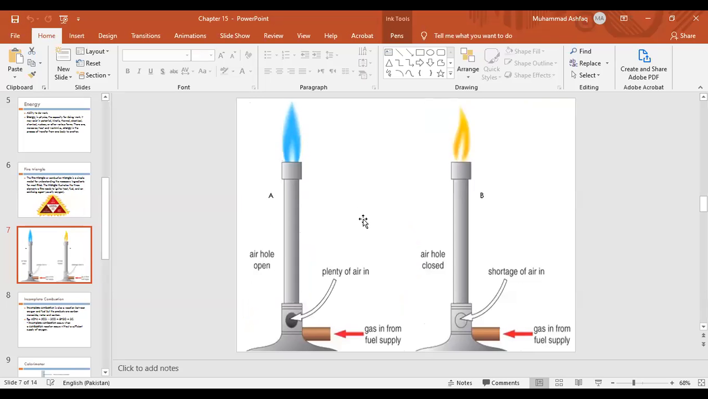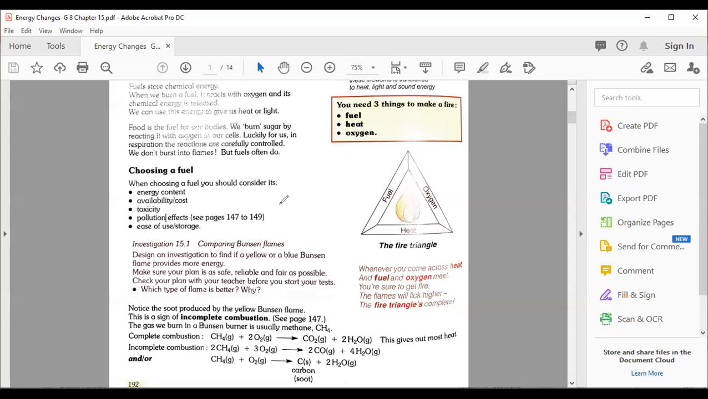Okay, after this, I'm going to take you back to your textbook, where we are on page number 192. So which type of flame is better and why? This is your assignment, and you will tell me the answer to this question. Everyone, please, which type of flame is better and why? You should type this question and send it to me, even on my WhatsApp.